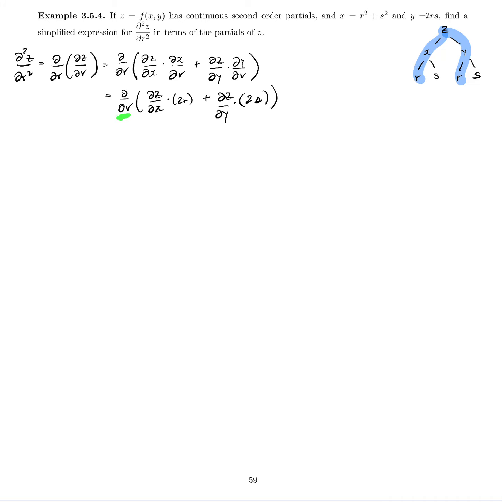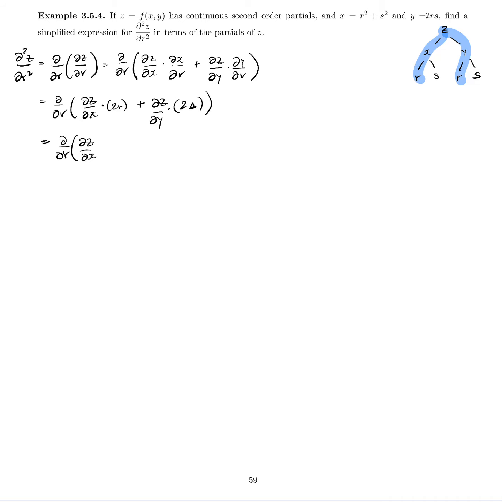This is the derivative operator, so we have to take the derivative of what's in the bracket here, and the first thing that we can apply is the sum rule. So in fact, I know I'm going to need a little bit more space. I'm going to move all of this over here so that I can have more space on the lines coming down. First thing, the sum rule, so ∂/∂r of the first, which is ∂z/∂x times 2r, plus ∂/∂r of the second, which is ∂z/∂y times 2s.